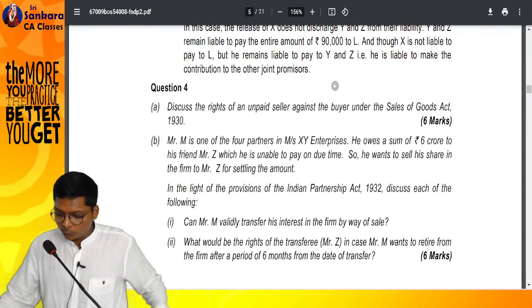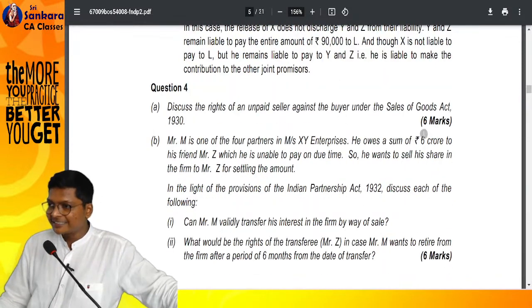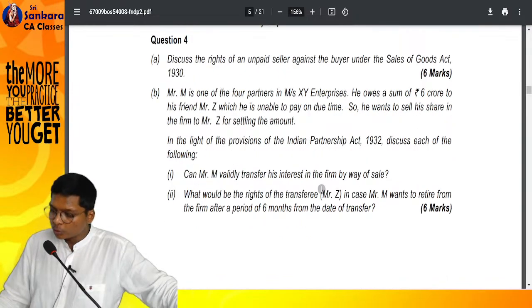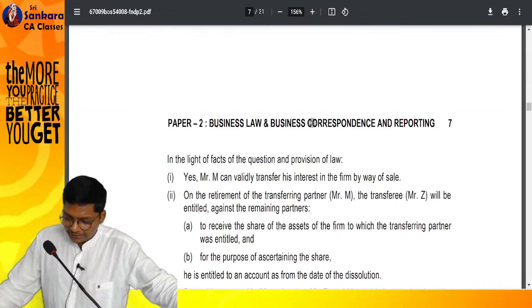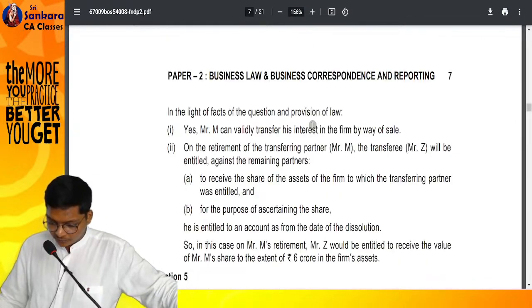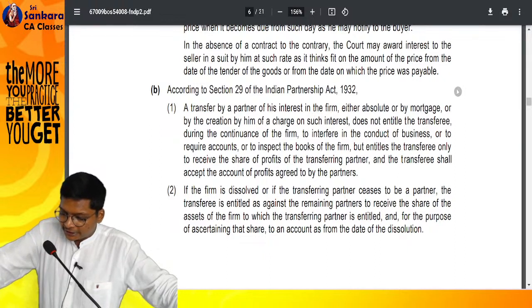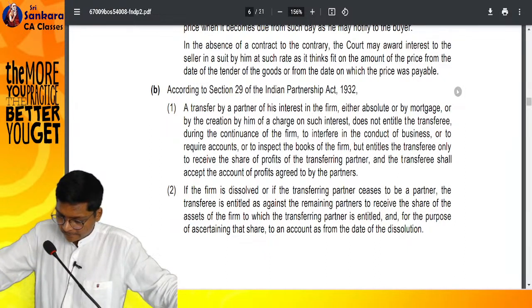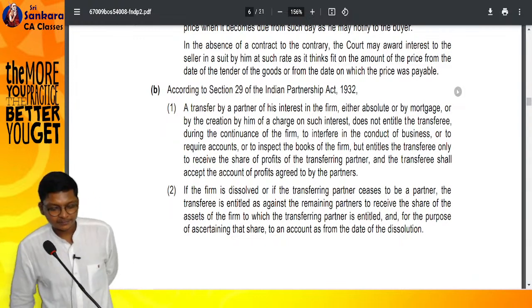July 21 exam question. This one we just now saw, the transfer of interest. Do you remember the 6 crore question, 1 and 2? 4B, 6 mark question. Let's go read the answer. I'll just put it over here. Have a quick read. Provisions are here. Section 29, transfer of interest. Have a read of the provision, then we'll go to the case.